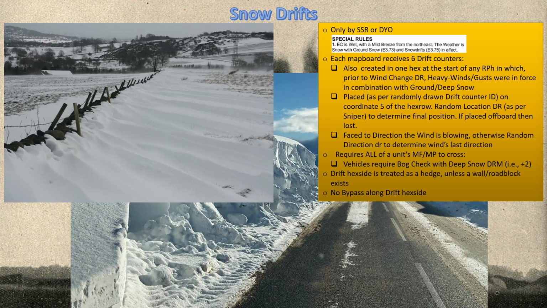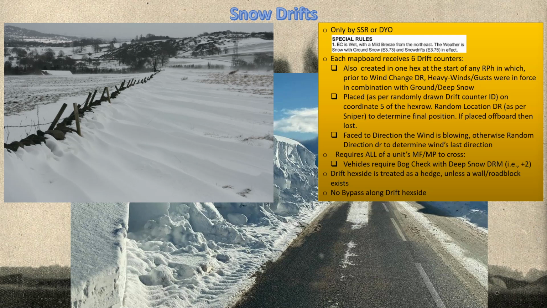All right, let's talk about snowdrifts. So snowdrifts occur at the start of a scenario by SSR, or again, if you're doing your design your own, you use that snow chart again from the previous slide to determine what kind of snow you have, deep or ground. And if any drifts are specified, each map board in play receives 6 drift counters. So for example, this SSR is from a Lone Canuck Publishing Grossdeutschland scenario, number 8, and it indicates that snowdrifts are in effect. So you look at your map boards, and each map board will receive 6 drift counters.